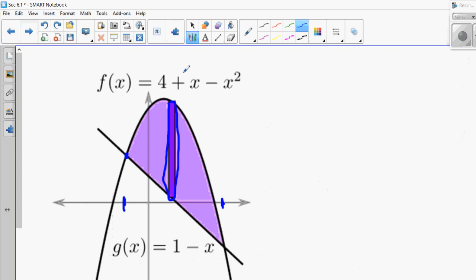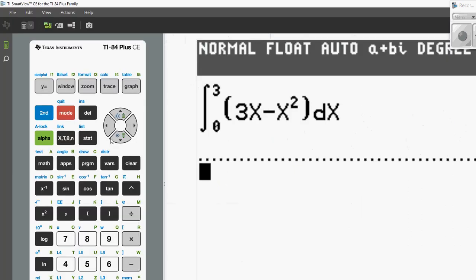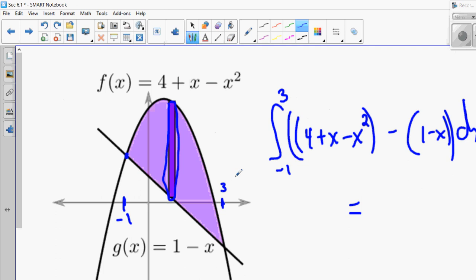So my integral is going to be the integral from -1 to 3, and my f of x is the top one, so that's 4 plus x minus x squared minus 1 minus x, parentheses around all that, and dx. Now, I want to show you two different ways you could do this on the calculator. The first way would just be to type it in. Just type in this whole integral just as you see it with all the parentheses.